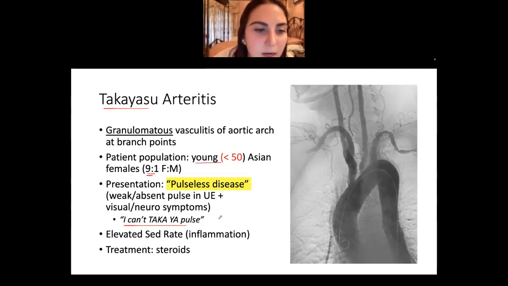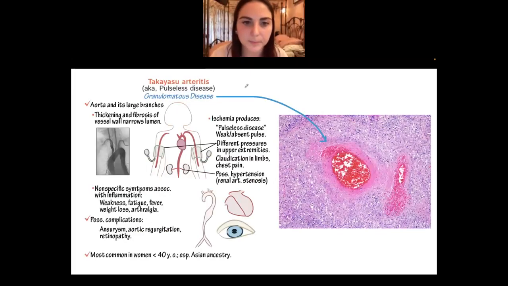When I was going through this, I remembered I can take a ya pulse. Take a ya, Takayasu. It's funny. All right, so just remember, pulseless disease, they will straight up say weak pulses seen in wrists. Also an elevated sed rate here, same thing, inflammation, and then you just treat with steroids.